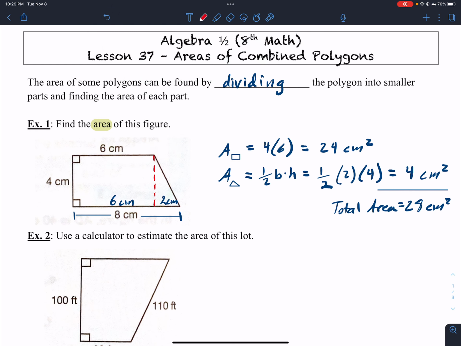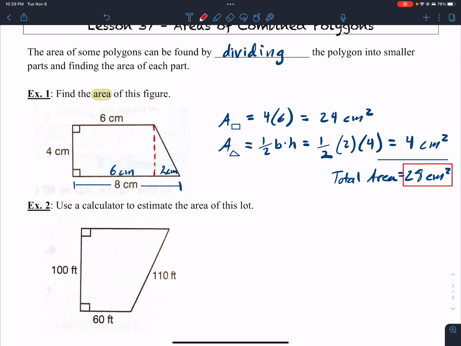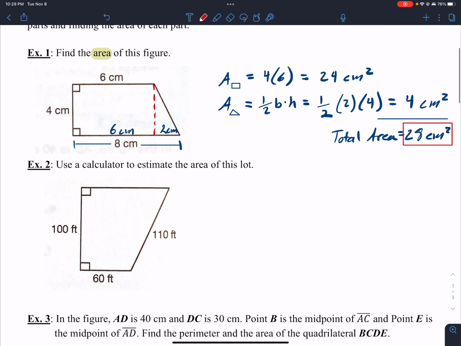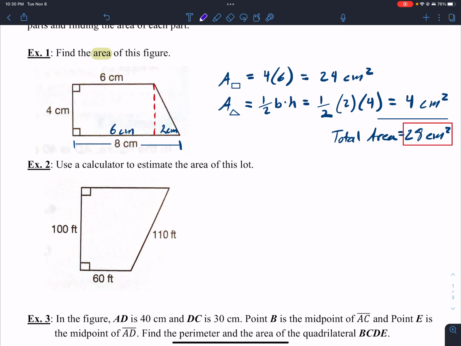All right, it's a pretty straightforward problem. All we had to do was split it so that we had a rectangle and a triangle, found the area of each individual piece, and then we added them together. All right, this next one jumps it up a notch. It says to use a calculator, and I know you don't have calculators on you, but you can talk to the substitute and ask to use the calculators that are sitting on the bookshelf in the classroom by my desk. There are plenty of calculators there. You can borrow a calculator to do this problem.